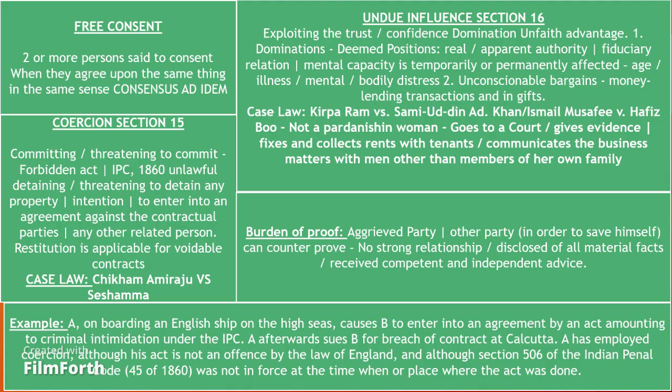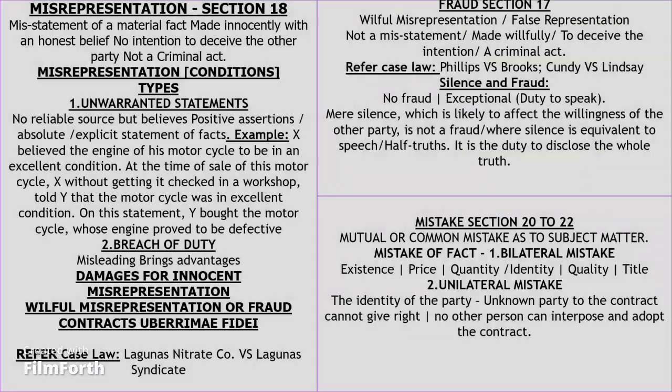Next topic. Section 16. Undue influence. A dominant position, i.e. one of the parties dominates the will of the other. The use of such position is to obtain an unfair advantage. The dominant party obtains an unfair advantage by way of entering into a contract. Whether undue influence was employed or not employed.